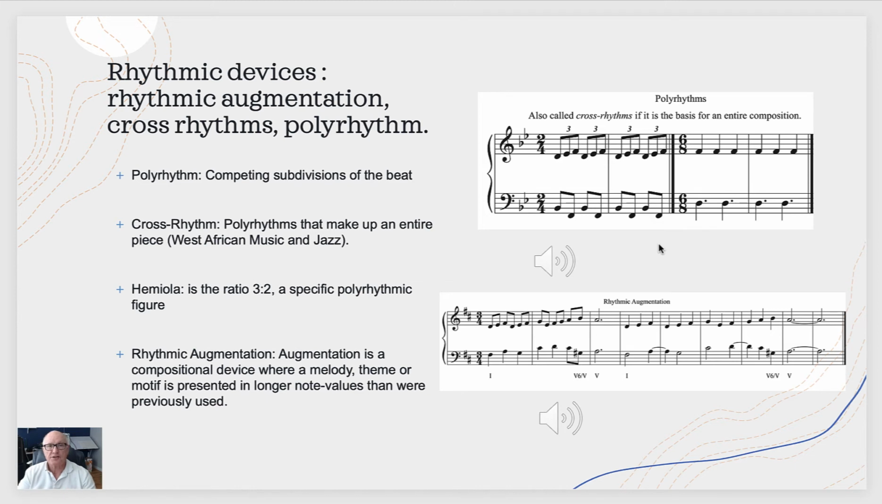Rhythmic augmentation is quite simple. It simply means that you take this compositional device where you have a melody and you make it longer in note values. So listen to this really simple 2-part counterpoint. Now slower. That's rhythmic augmentation, making the note values longer.